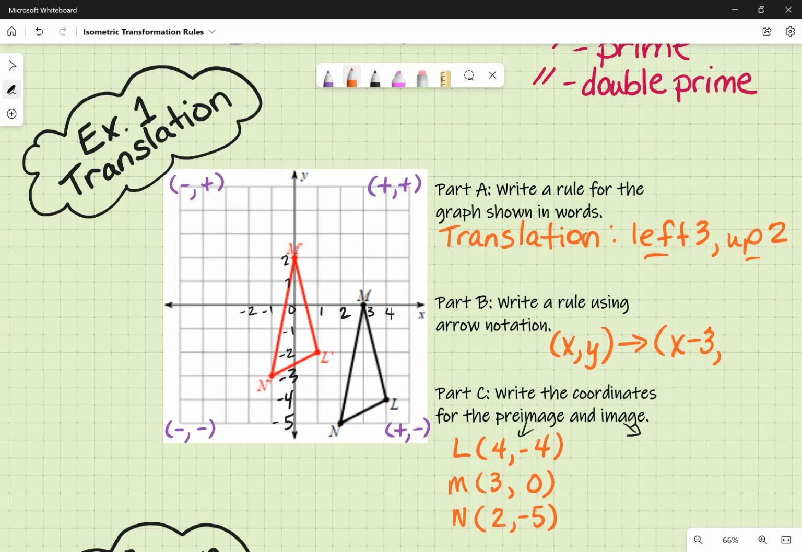And then what did I do for my Y? Y is either up or down. In this case, it says that I went up. Up means to add. So I added 2. So up and right means add. Okay, so that's going to go with my Y values.